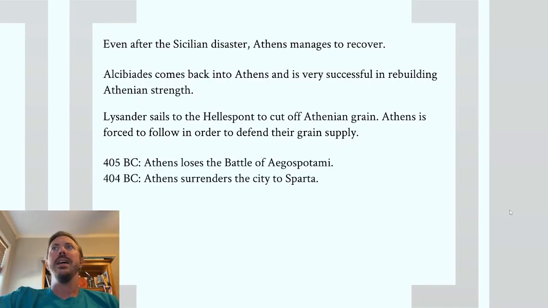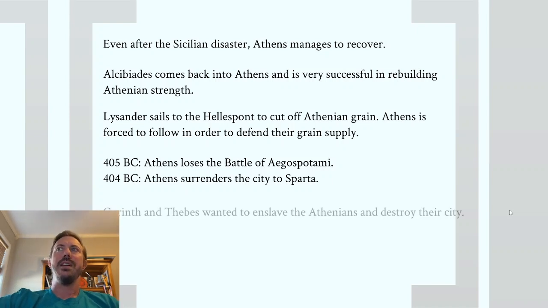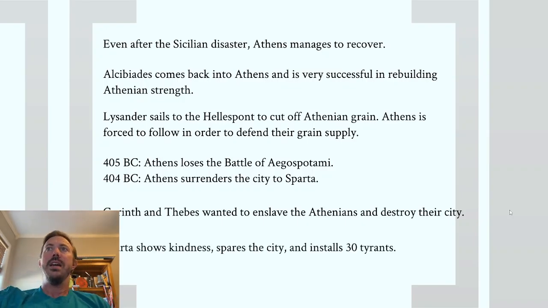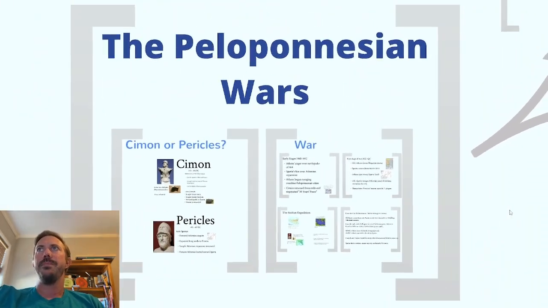In 405 BC, Athens loses at the Battle of Aegospotami. And in 404 BC, Athens surrenders to the city of Sparta. Corinth and Thebes wanted to enslave the Athenians and destroy their whole city, but Sparta shows kindness and spares the city and installs 30 tyrants to lead the city. So 30 tyrants from Sparta go to Athens, and they are in control of the city. Okay, so long story short, the Peloponnesian War ends in 404 BC. Athens loses, Sparta wins, but it is a temporary situation.